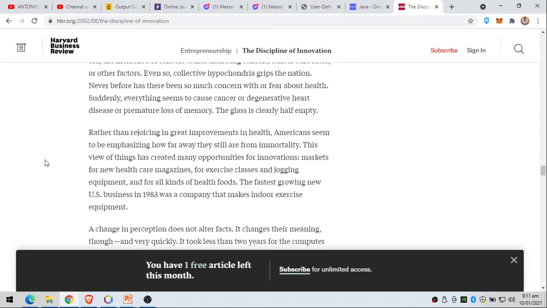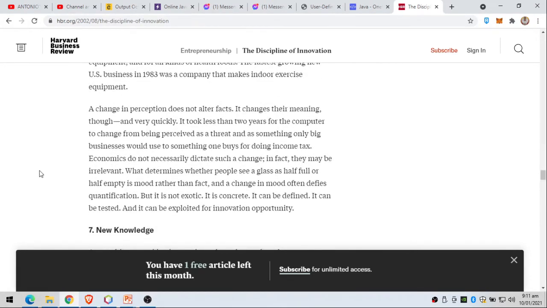Markets for new health care magazines, for exercise classes and jogging equipment, and for all kinds of health foods. The fastest growing new U.S. business in 1983 was a company that makes indoor exercise equipment. A change in perception does not alter facts. It changes their meaning, though.